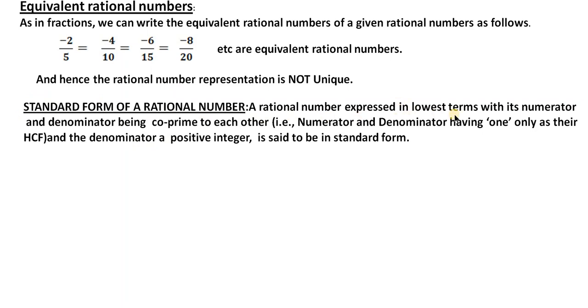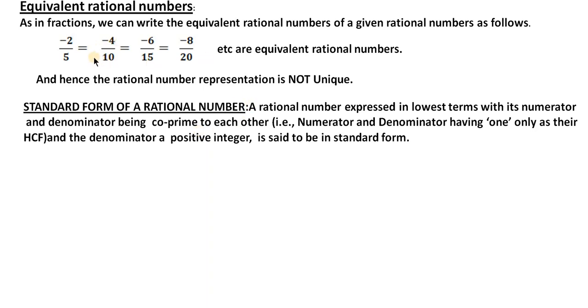A rational number expressed in lowest terms, with the numerator and denominator being co-prime to each other. That means 1 is the only HCF. What do you mean by co-prime of two numbers? A pair of numbers are called co-prime when only 1 divides both the numbers, no other number will divide them. And the denominator is a positive integer.